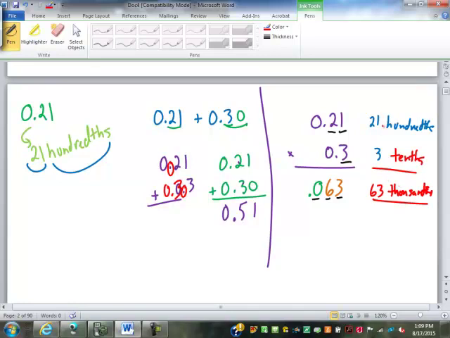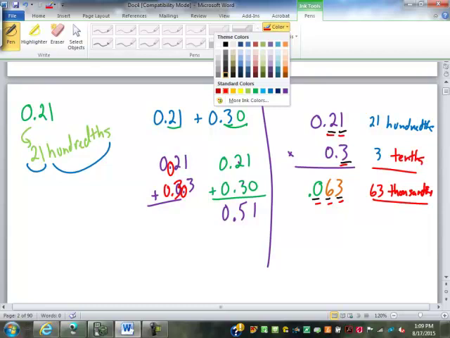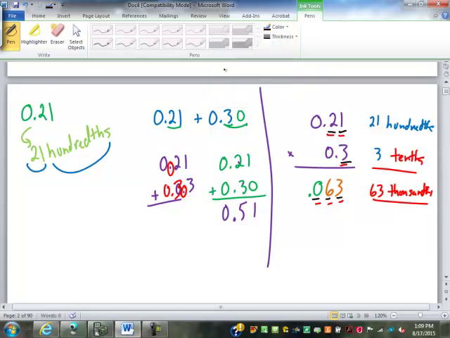So you can see, counting those decimal places in the problem and making sure we have that many decimal places in the answer is nothing more than combining the names. Let's look at some other forms of numbers just for fun.